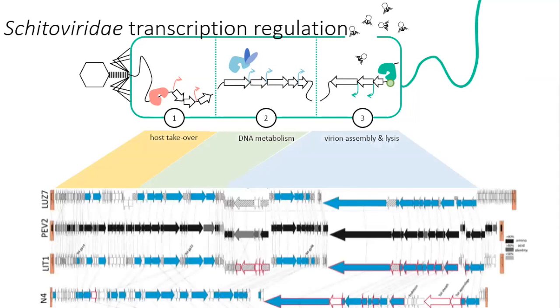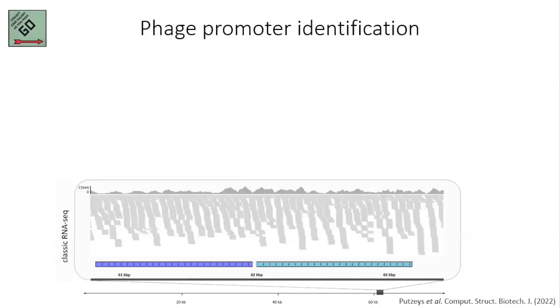Sorry, the colors are quite light, but you can still capture within the genome what is host takeover, what is replication, what is virion assembly and lysis. From there, we wanted to see, can we actually get the promoter identification that we need.